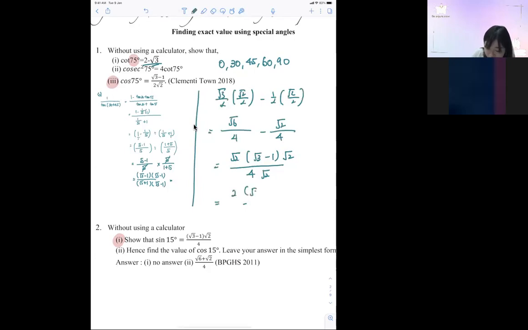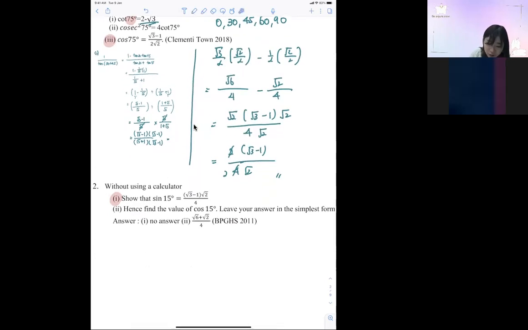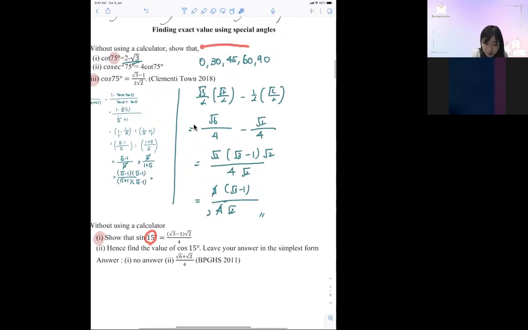Oh yeah. Then cancel, cancel. Whatever you times to the bottom, you times to the top. But here cannot cancel. You can only factorize if you want. Take out. Okay? Try the next one. So sine 15. So 15 is what? You must use your special angle, 45 minus 30. Yes, very good. Okay, try.